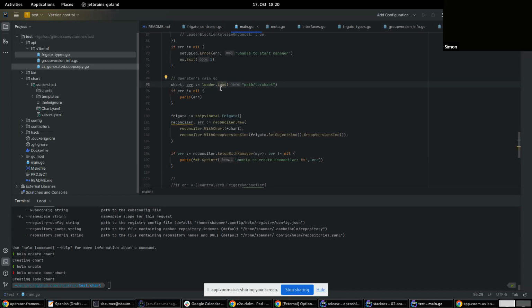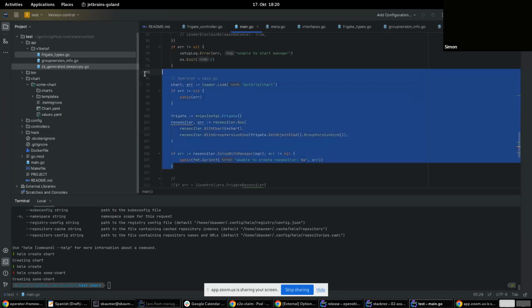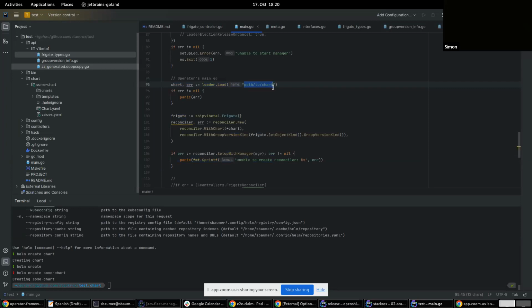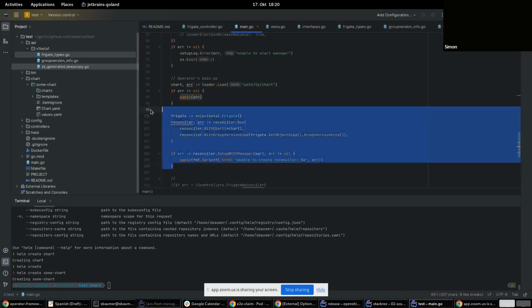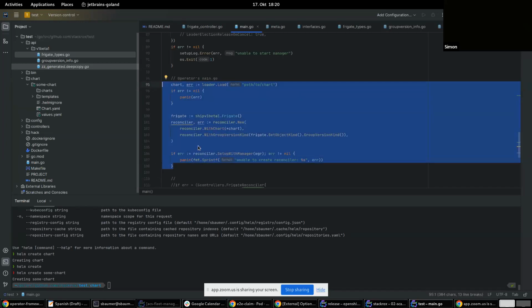This is, for example, how it looks when we instantiate a new reconciler. We load the chart from a path. We could also relatively easily exchange this with downloading from a URL or something. Then a reconciler is instantiated and started, and that's all you need to do. Of course, how the values come in from a CRD, that's up to the implementer later.